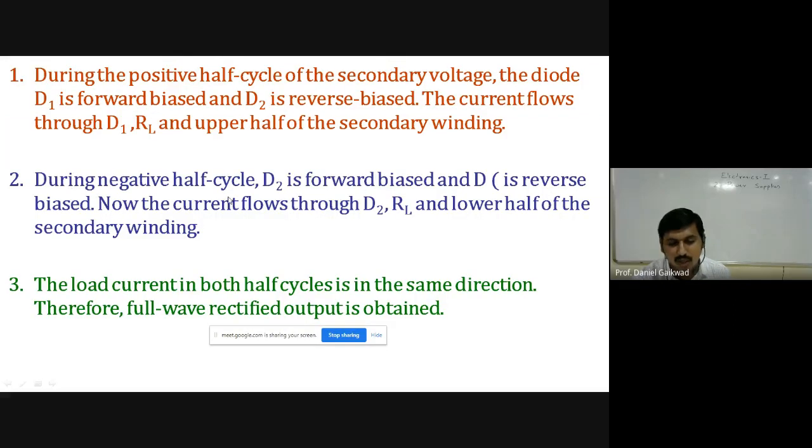Now during the negative half cycle, D2 is in forward bias. Here we have D1 forward bias, now D2 will be forward bias and D1 is in reverse bias. Check carefully. Here we have D2, and 1 will remain here. We have to write down 1 here. So D1 is reverse bias here. Now the current flows through D2, RL and the lower half of the secondary winding.